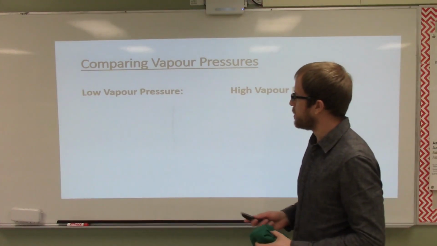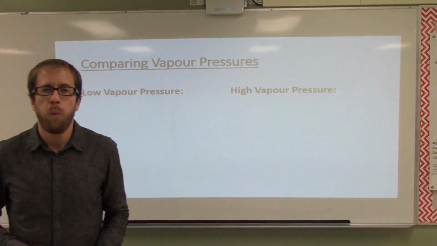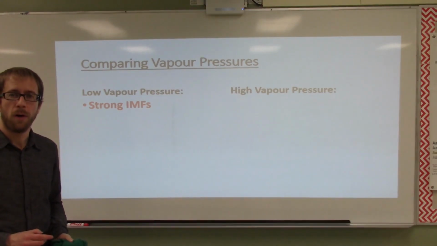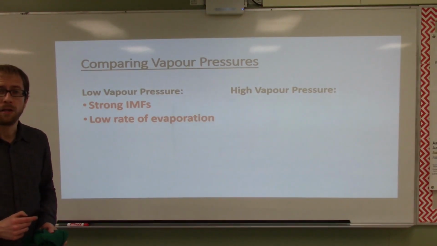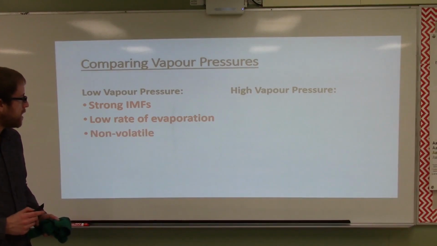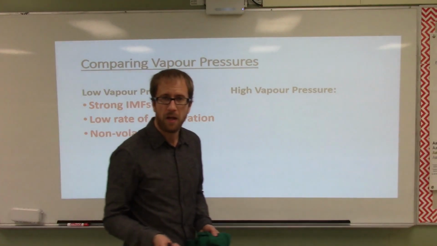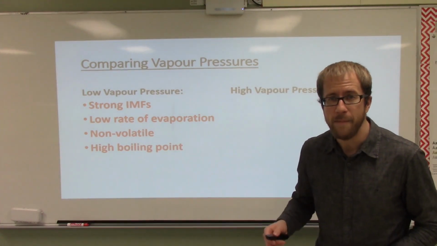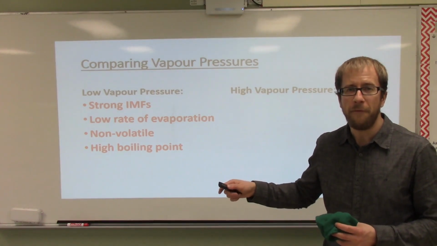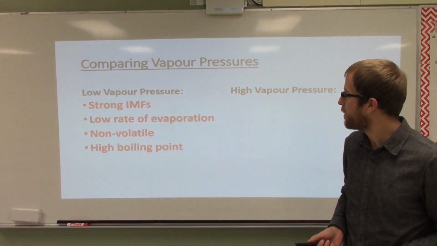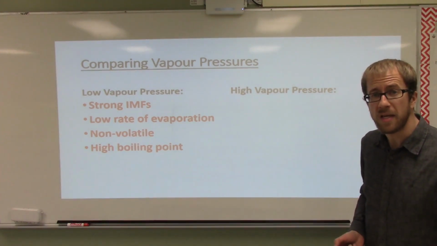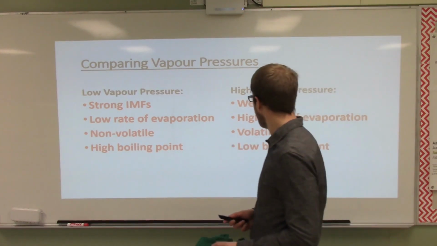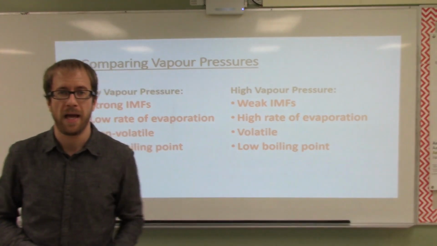So, comparing vapor pressures. If we have a low vapor pressure, what are some things we can say? Well, you probably have strong IMFs in your molecule. There's a low rate of evaporation. This is called non-volatile. These are substances that aren't very volatile. And they typically would have high boiling points. Remember, high IMF would also mean high melting point, boiling point as well. High vapor pressure on the flip side would be the opposite, right? Weak IMF, high rate of evaporation. They are considered volatile, and they will have low melting points and boiling points.